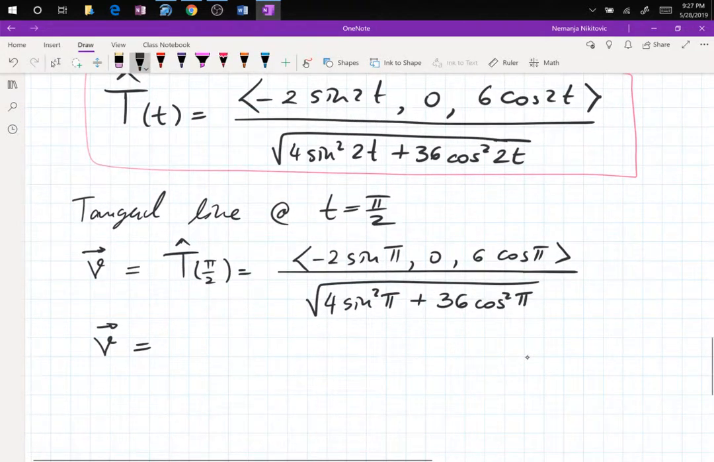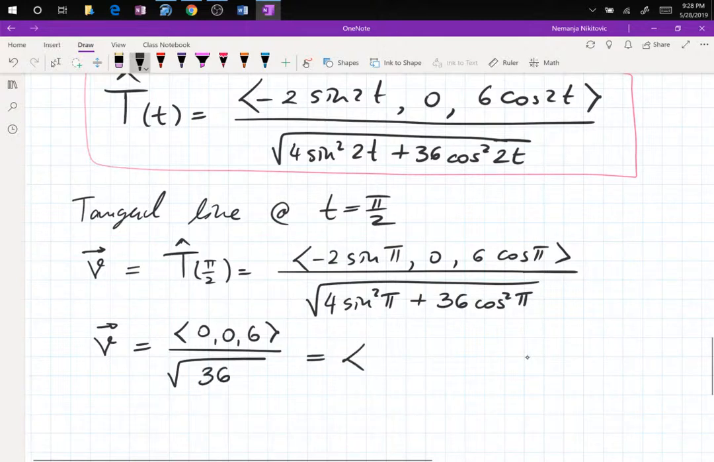Vector v is going to be given by, in the numerator, sine of pi is 0, so I have 0, 0, 6. In the denominator, I have the square root of, sine of pi is 0, 0 squared is 0, 4 times 0 is 0, so that whole term dies. Cosine of pi is 1, so all I have is 36, so the whole thing is 0, 0, 1.